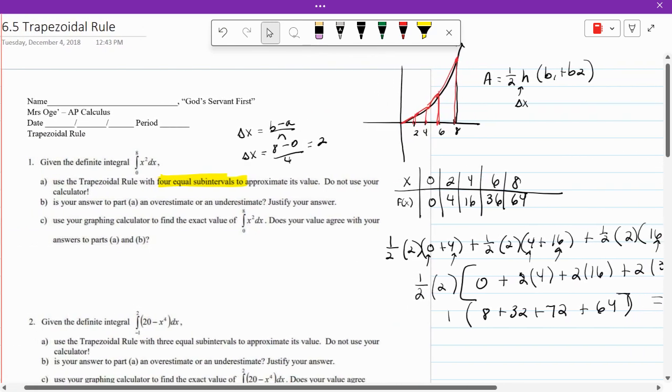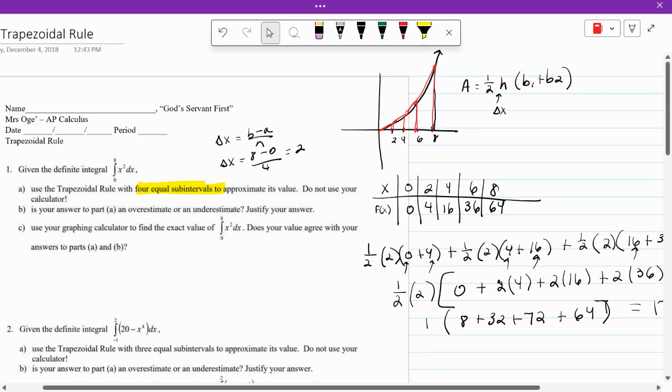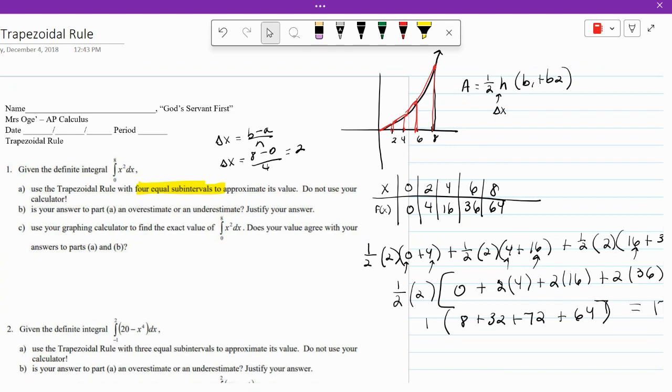Okay, so I made trapezoids. Let's look at the next part. Is your answer to part A an overestimate or an underestimate? Justify your answer. Okay, so if we look at our picture, it is obvious that when we make trapezoids for this graph, it's going to be an overestimate. Let's think about why.